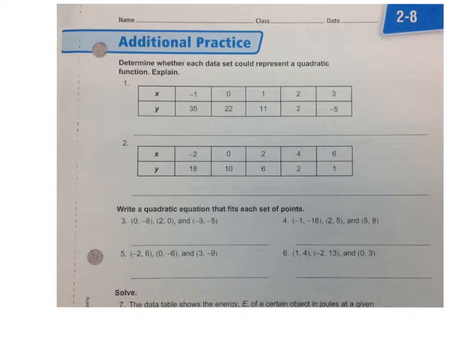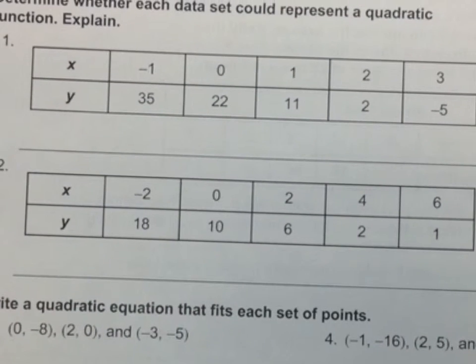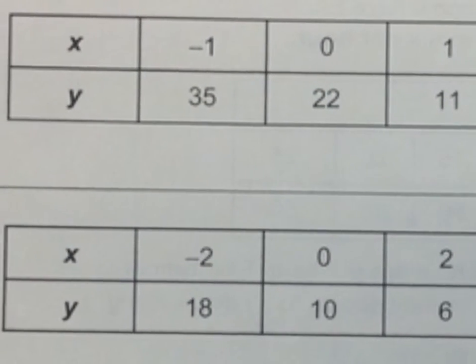So right here, we are going to decide whether the data set could represent a quadratic equation or not. And in order to do that, you need to find the first differences and then move on to the second differences. So let me zoom in and let's find our first differences.